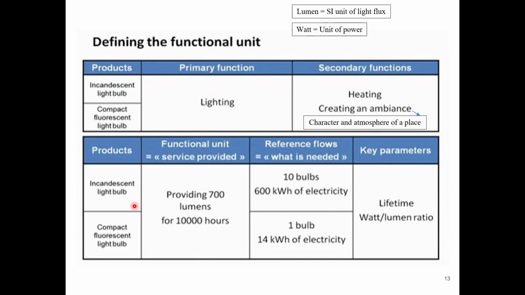In the case of the incandescent light bulb, in order to provide 700 lumens for 10,000 hours, we will be needing 10 bulbs, each of 600 kilowatt hour of electricity. And in the case of the compact fluorescent light bulb, we will be needing only one bulb, which will provide 14 kilowatt hour of electricity. So that is the requirement to achieve this functional unit. That is basically the reference flow, so it will be different for both the bulbs. And one of the key parameters here will be the lifetime watt per lumen ratio. That will basically define the efficiency and longevity of the product, as well as the quality.